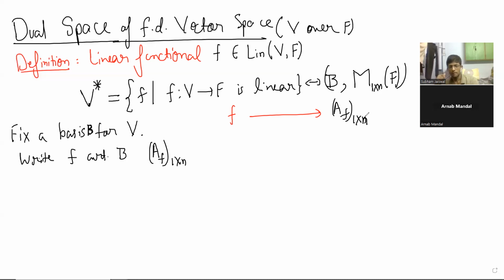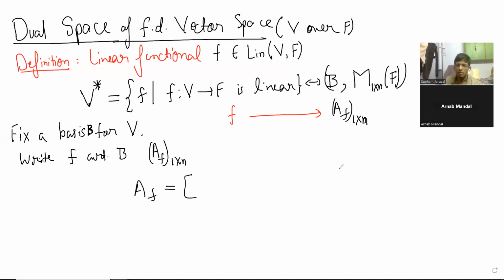If the basis is v1, v2, ..., vn, then what will be AF? The AF will be a matrix, right? Yeah. And what will be AF?